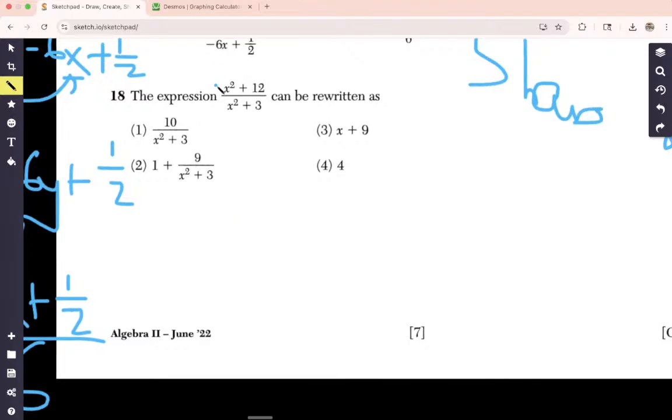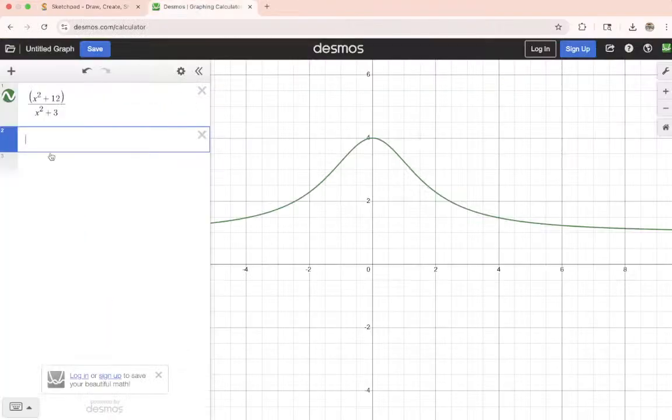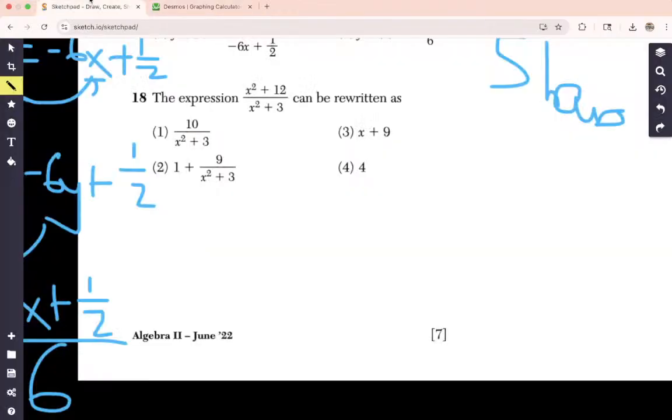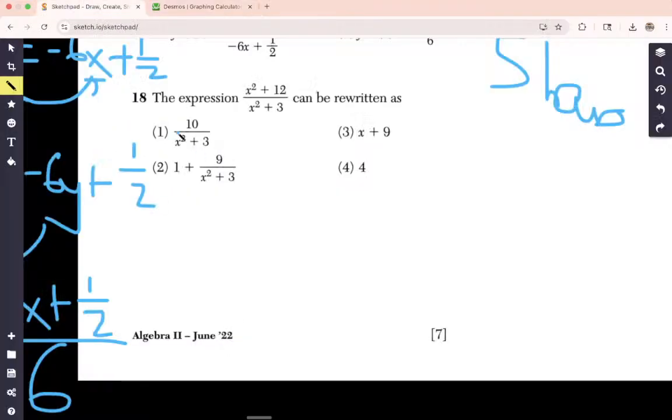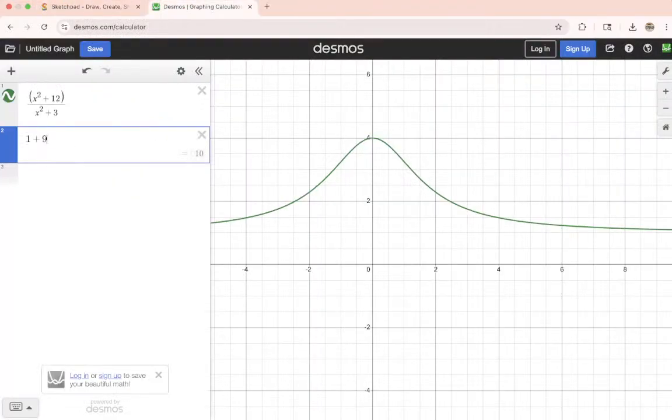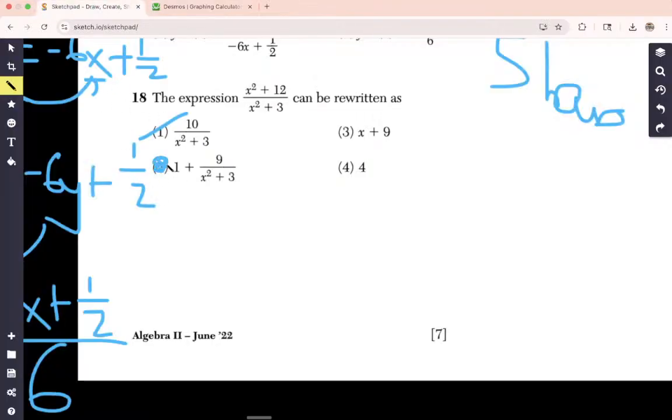Now let's just check each of these answer choices. So 10 divided by x squared plus 3 has a different graph than what we have originally, and that means answer choice number 1 can't be correct. You just want to check which one has the same graph, because if this expression can be rewritten as another expression, then it has to be equal to the original expression in order for everything to work out. So 1 plus 9 over x squared plus 3 is the same graph. So, boom, there's your answer.